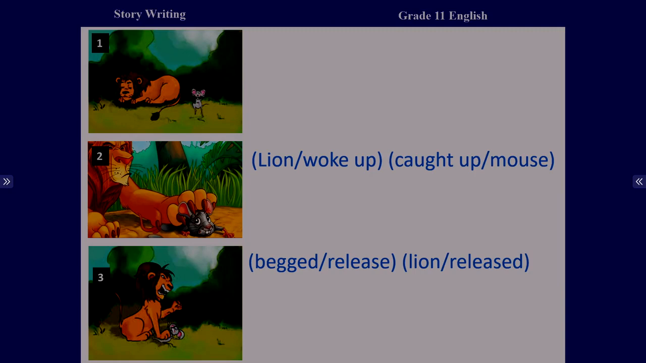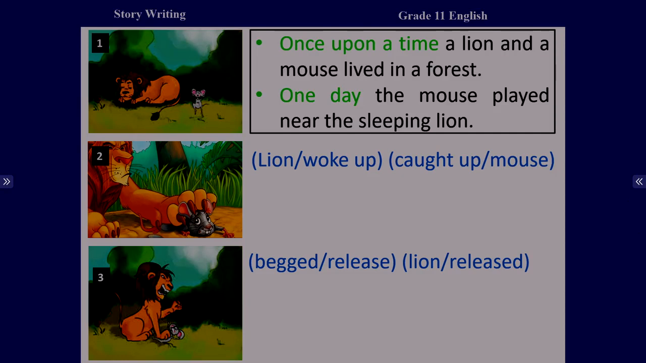Here there is a lion. Lion is sleeping and there is a mouse also. Mouse is playing, it seems. I'll show you my sentences. This is how I began the story. Once upon a time, a lion and a mouse lived in a forest. One day, the mouse played near the sleeping lion.